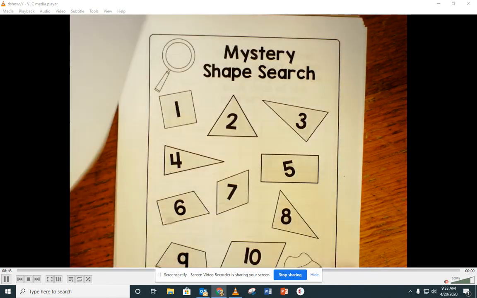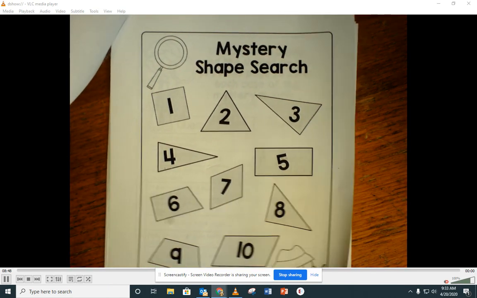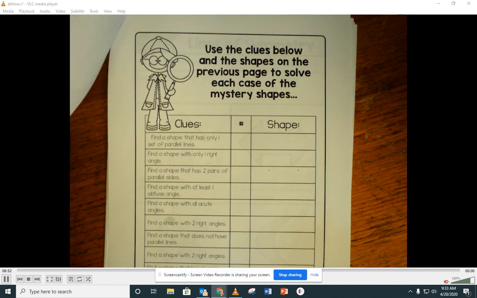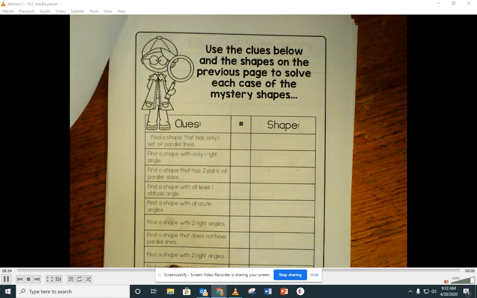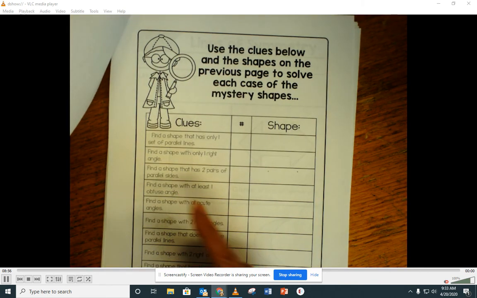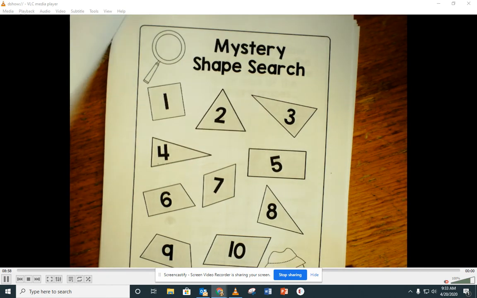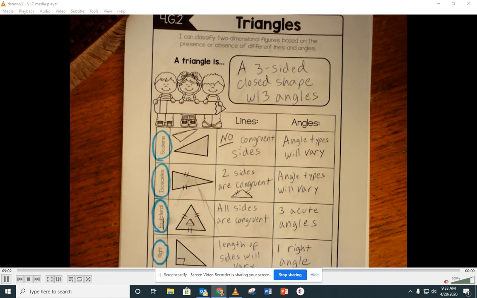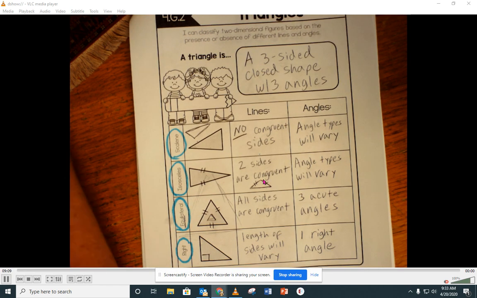And our next lesson is going to be a mystery shape search, where we are going to figure out what the shape is based on the sides and the angles. I hope you guys are doing good with geometry, and we'll post another video to go with this, maybe a song about triangles. And I will see you guys next time for our next geometry lesson.